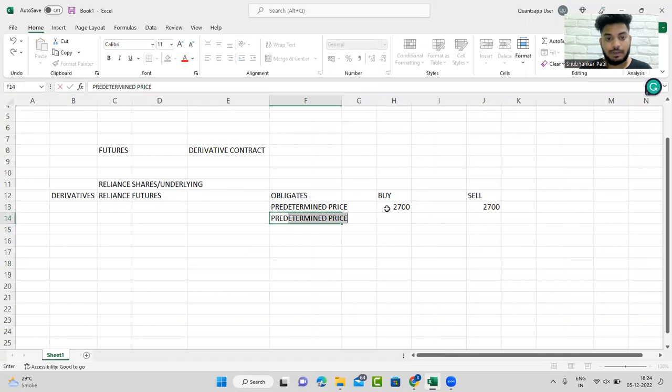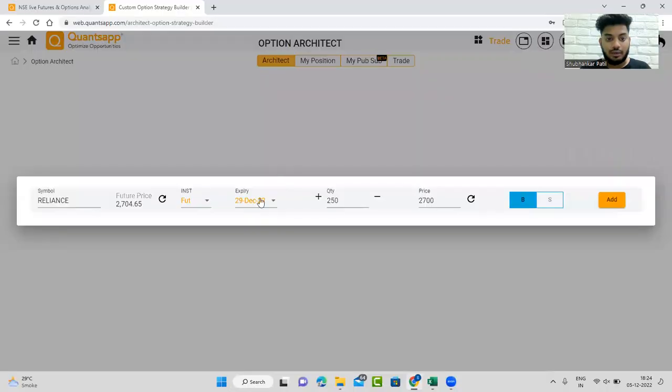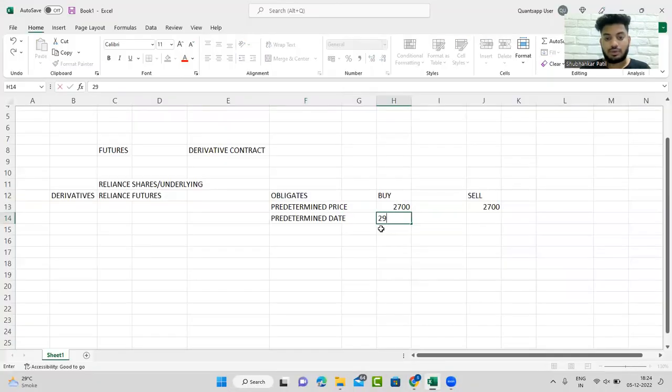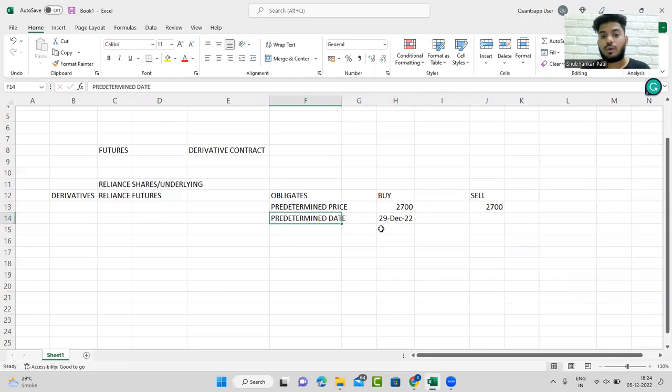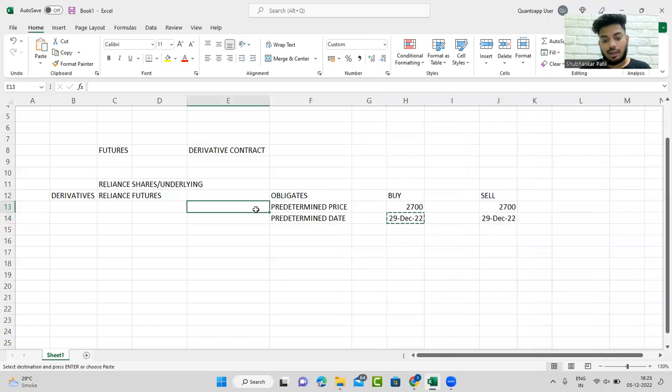Then comes the predetermined date, which will answer the question of when. When will you actually buy or sell the shares of Reliance? That is on 29th of December 2022. So that is when you will buy or sell the underlying shares of Reliance, at the price of 2,700. So price answers the question of at what price you will honor the contract. Date addresses the question of when you are going to exercise your contract.